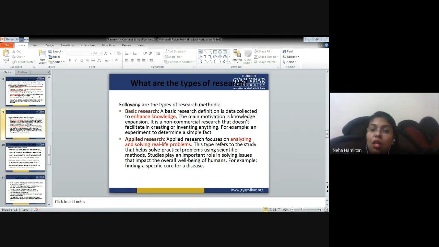What is basic research? Basic research is data collected to enhance knowledge. The main motivation is knowledge expansion. Okay, so this is non-commercial research that doesn't facilitate creating or inventing anything. For example, an experiment to determine a simple fact. So, what is basic research?